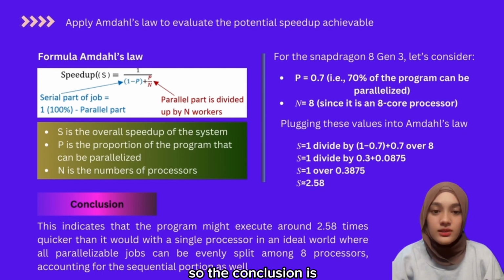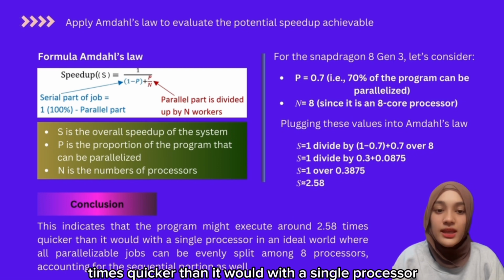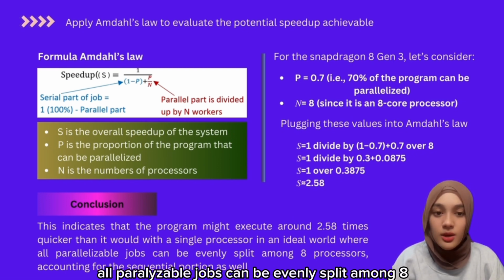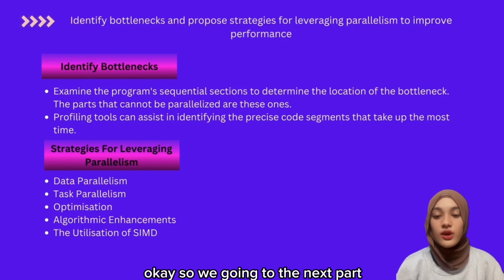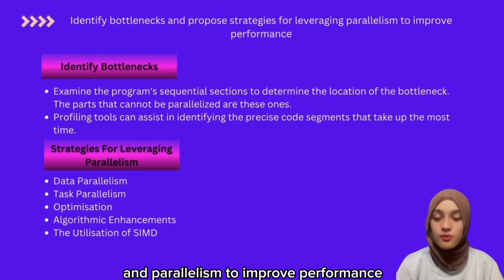So the conclusion is that the program might execute around 2.58 times quicker than it would with a single processor in an ideal world where all parallelizable jobs can be evenly split among 8 processors, accounting for the sequential portion as well. Okay, so we're going to the next part, which is to identify bottlenecks and propose strategies for leveraging parallelism to improve performance.